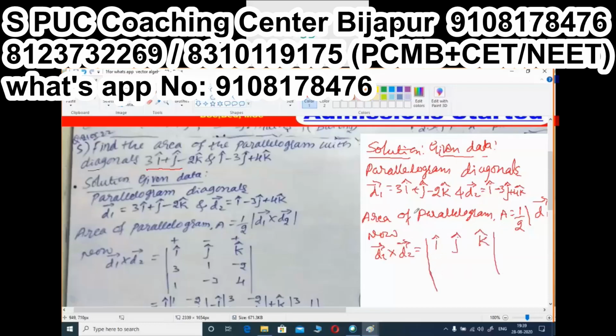Okay, write D1 coefficients in the second row and D2 coefficients, that is 3, 1, minus 2, that is fine. Next, 1, 3, 4, 1, minus 3, it is there, be careful about the sign. Okay, 4, minus 3. Expand along the first row, that is plus, minus, plus.